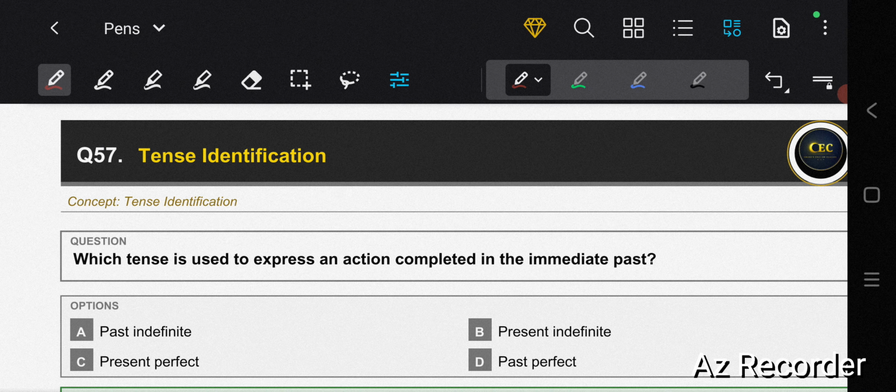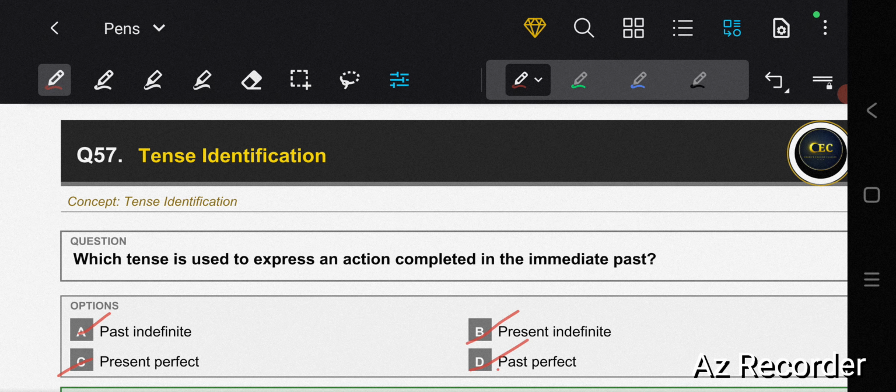Present indefinite? No, this may not be. There is no relation with past. Past perfect, it may not be. A recent past and past indefinite? No, that's also not it. But the most suitable one is the present perfect. Present perfect, already talks about the completion of the work.